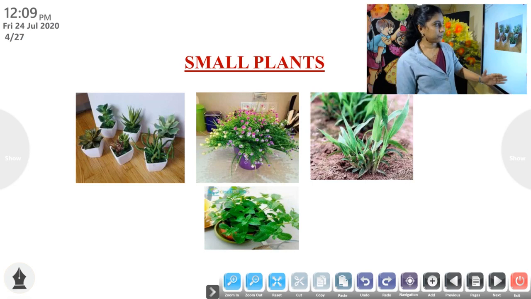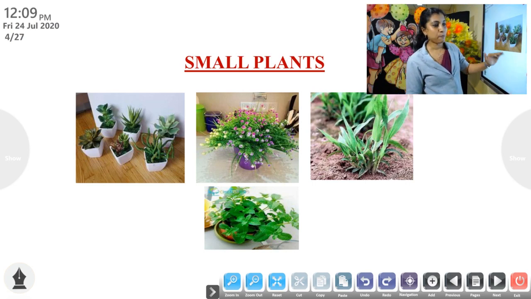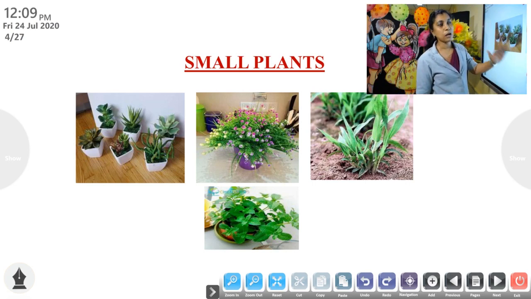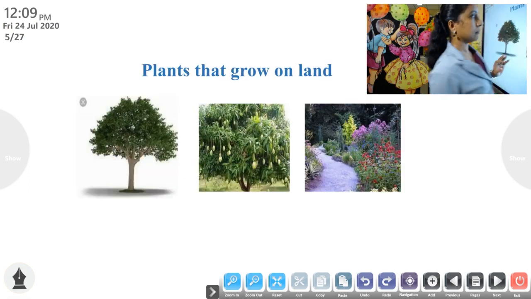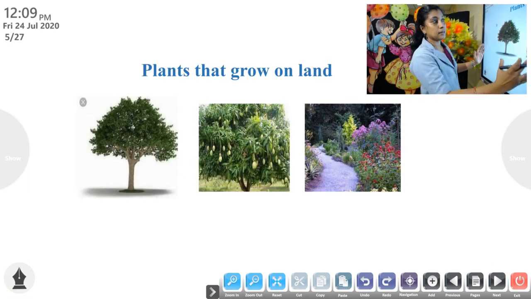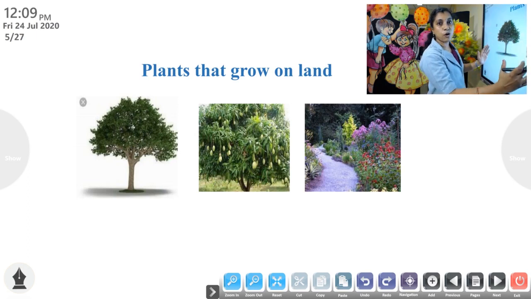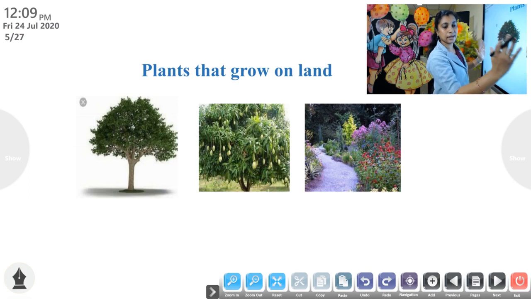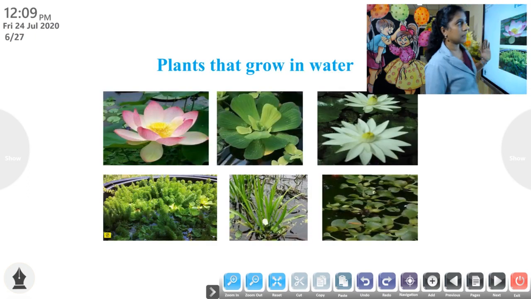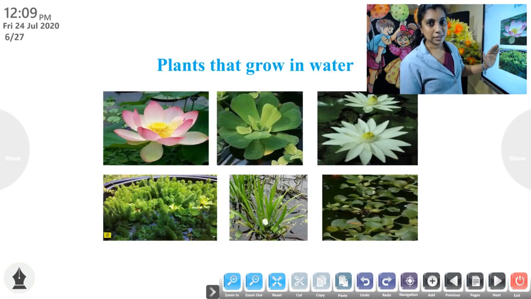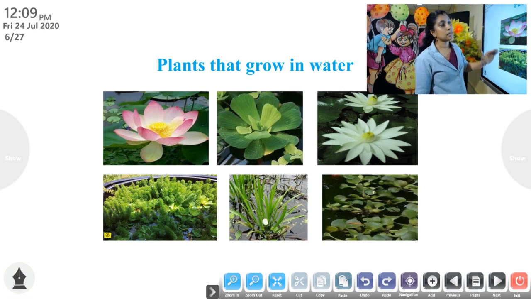Look at these pictures. These are small plants. These are very small plants. These are the plants that grow on land. Plants that grow on land. See these pictures. These are the plants that grow in water.